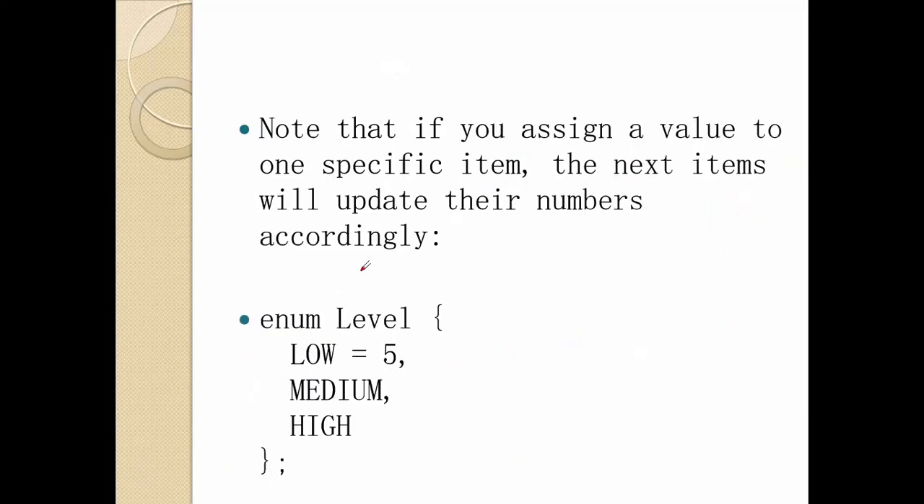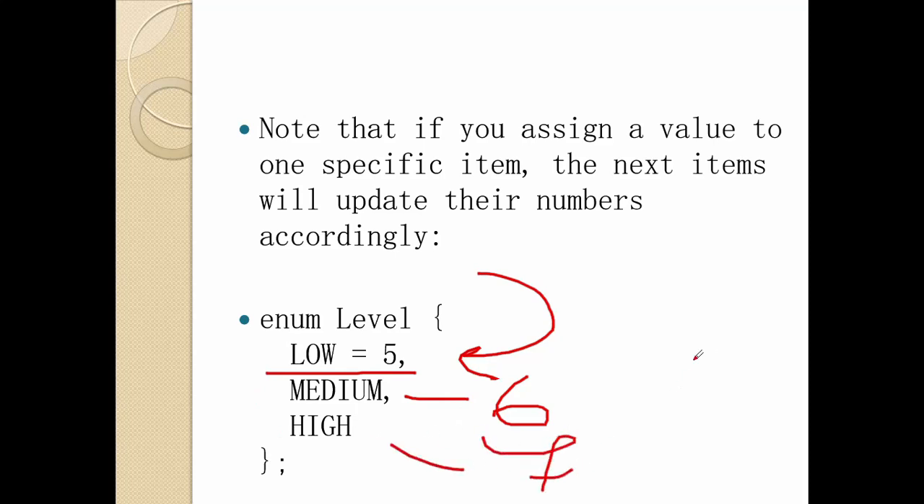Moving on further, this works in the same way. If we have given a value 5 to low, then automatically the value 6 would be given to medium, and the value 7 would be given to high.